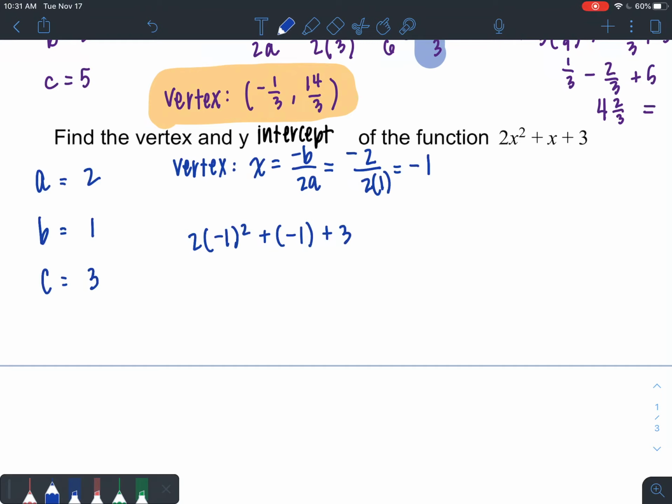And so we get, wait, why do I feel like I did something wrong? No, we're good. So I get 2 times 1 minus 1 plus 3, which is... why do I feel like I made a mistake somewhere? You know what? I did.